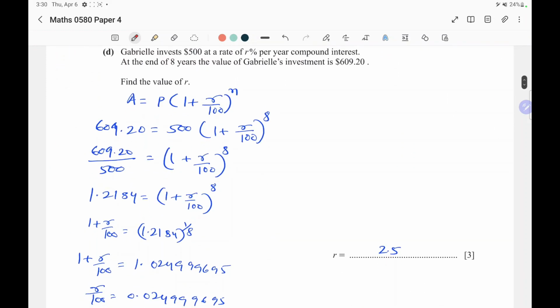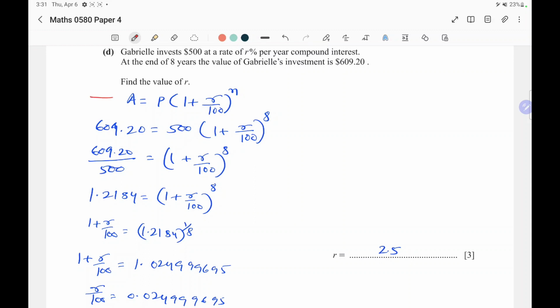Now D part, that says Jibril invests $500 at the rate of R% per year compound interest. At the end of 8 years, the value of Jibril's investment is 609.20. Find the value of R. So what I observed, this kind of question always come, almost every year this kind of question asked. So you need to understand, even though this question is not very difficult, but there is some rearrangement concept which you have to understand over here.